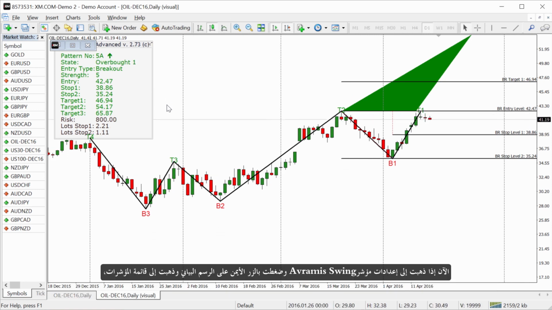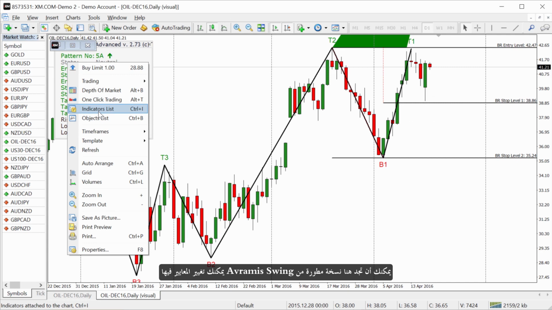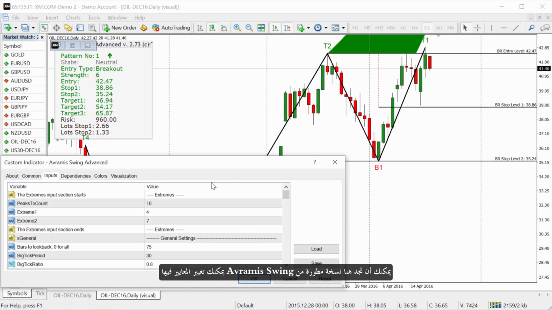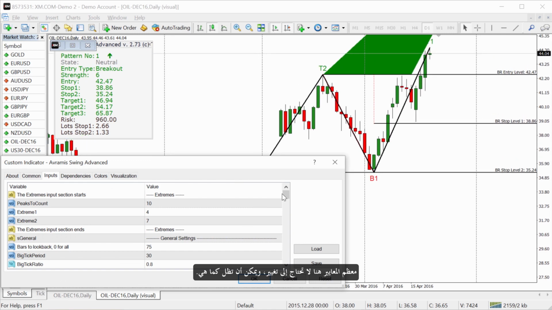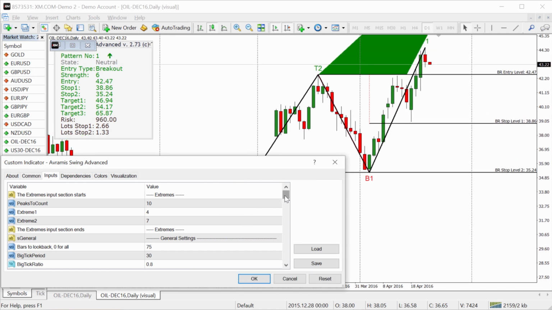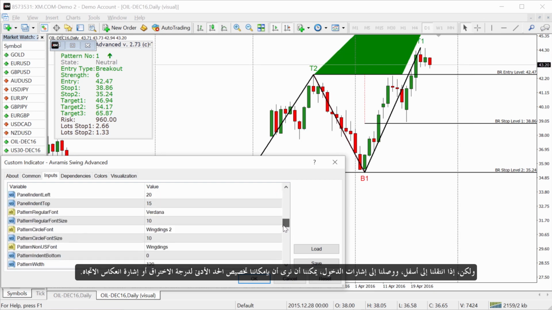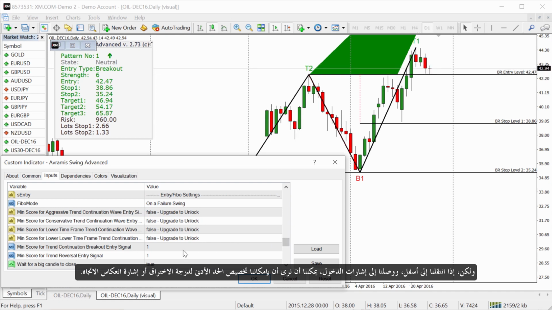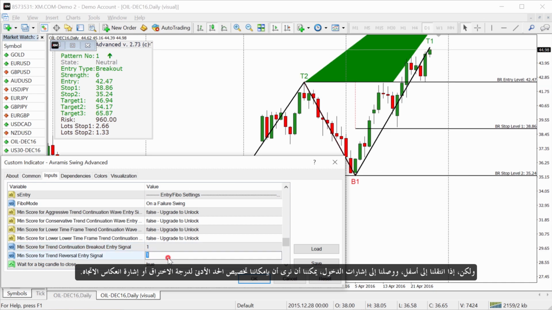Now if we go into the indicator settings of the Avramis swing and right click on the chart and go to indicator list, here we will find the Avramis swing advanced version where we can change the parameters. Now most of the parameters here do not need to be changed and can remain as they are. However, if we scroll down to the bottom and we come here towards our entry signals, we can see that we can customize the minimum score for a breakout or a trend reversal signal.